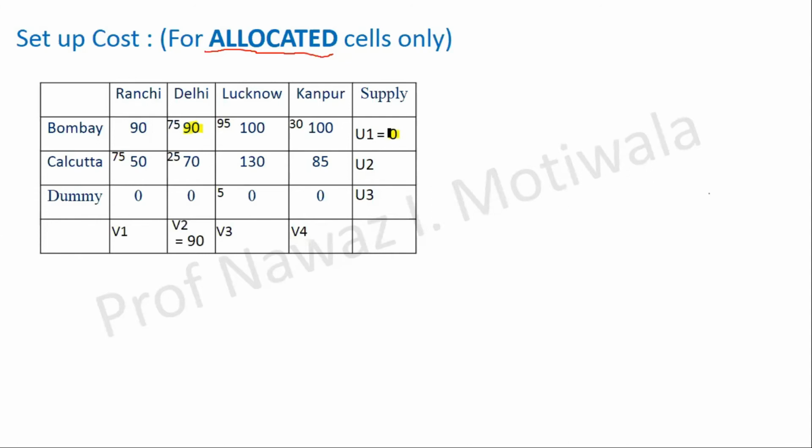So again, you take 2 or 3 minutes to find out this particular part. So next allocation is this one, 100. So what should be the equation? Equation will be U1 plus V3, because it is on the third column. U1 plus V3 should give us 100. So I will get the answer for V3 as 100.